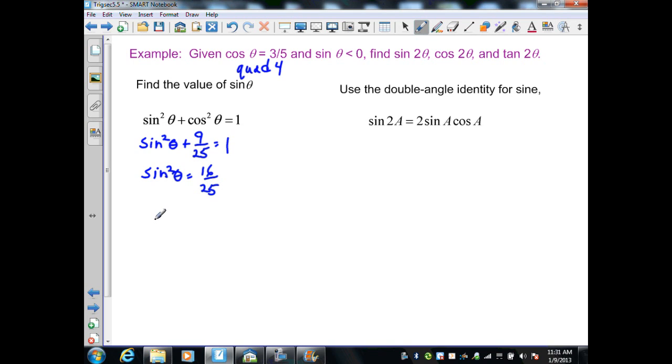Then I take the square root of both sides. I get sine theta equals plus or minus, and when I take the square root of this, I get 4/5. But I know that I'm in quadrant 4. In other words, sine theta has to be less than 0, and cosine is positive. So it tells me that sine theta is a negative 4/5.